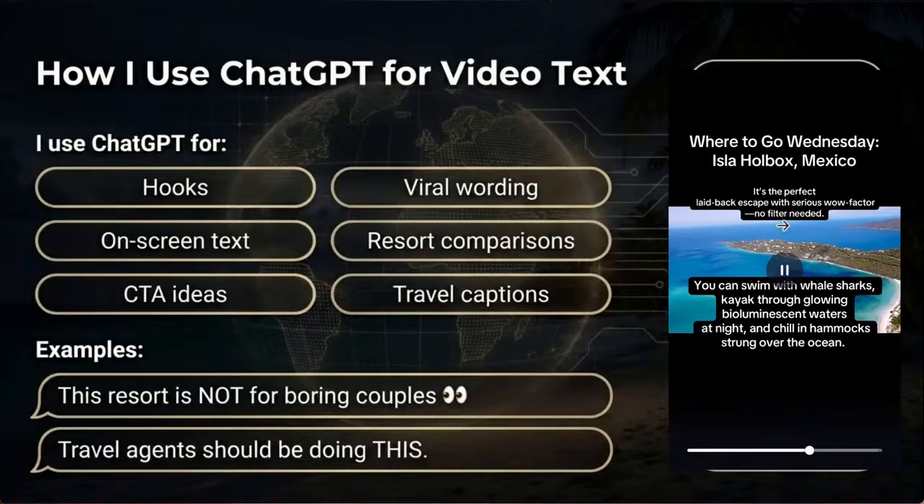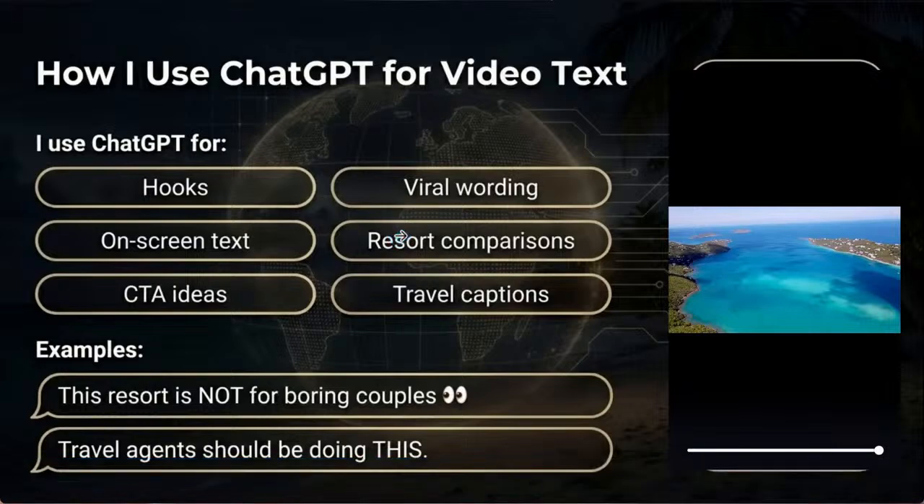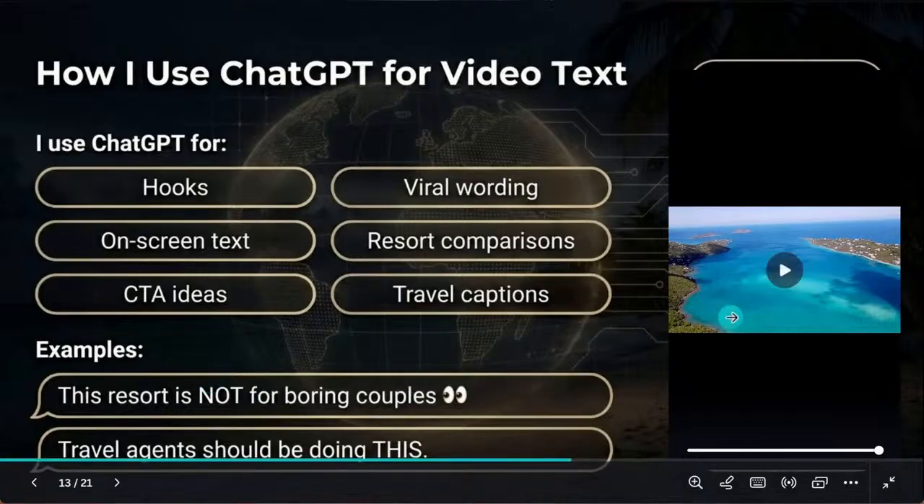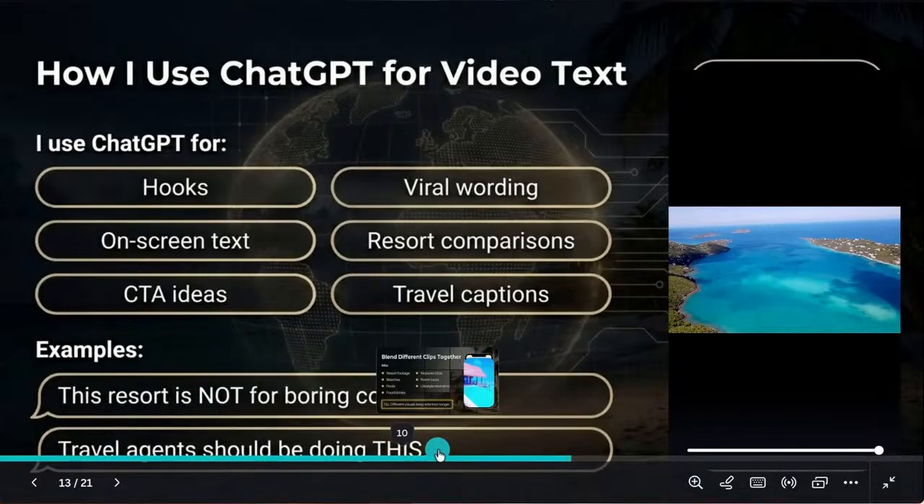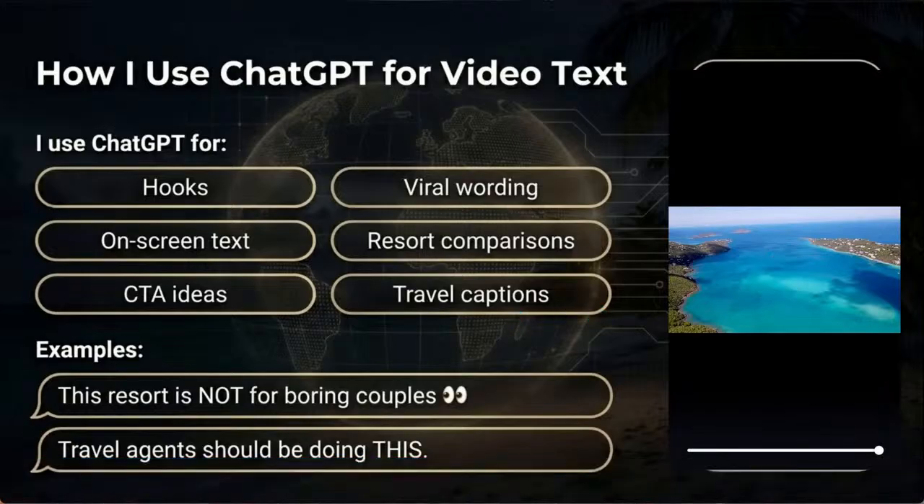But the point of this is that I use ChatGPT to make all of this. I don't do any of it other than just grabbing the template, on-screen text, any of the resort comparison, the call to action ideas, the travel captions in general. All of that is made by ChatGPT, and it makes it very, very simple for me to not spend a lot of time coming up with the idea. Don't spend a lot of time making these because people only look at them for 15 seconds. So that's it. This resort is not for boring couples. Then I just break down the resort. Travel agents should be doing this if I was doing something like team building, right? But I let them come up with the ideas because I don't have time to sit here and think about them. So that's everything for ChatGPT for the video text part.